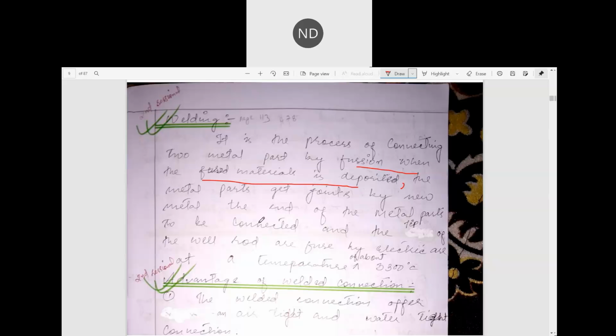The end of the metal parts to be connected and the tip of the weld rod are fused by electric arc at a temperature about 3300 degrees Celsius. You know this thing? This thing you have done in the workshop only, if I remember. Okay, so this is your welding.